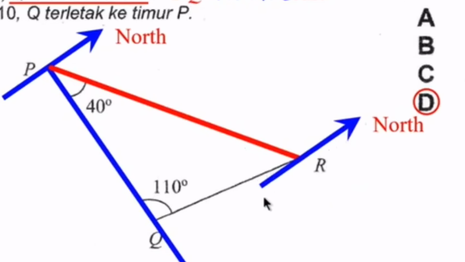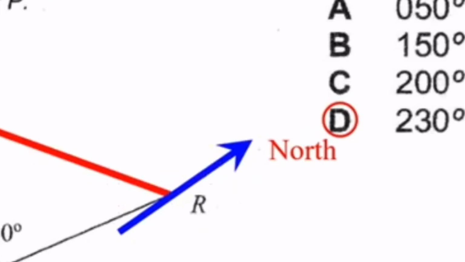180 degrees. So the answer should be either C or D, because we are measuring the angle from north at the point R and clockwise to the line connecting P to R, which is the red line. So this angle is quite big, so the answer A is rejected, B also rejected. And then we have to find the angle by using the parallel line concept.